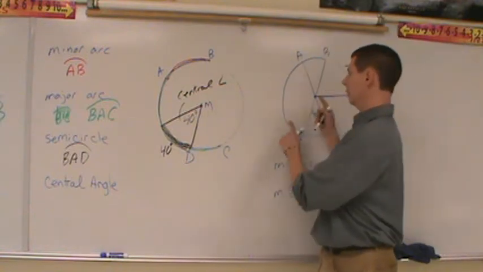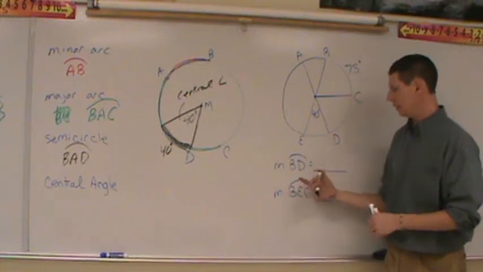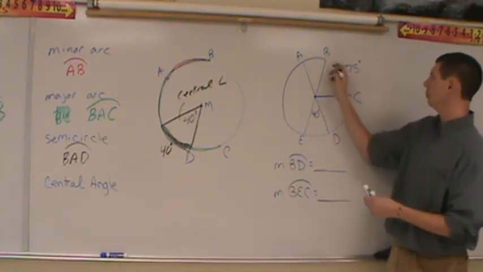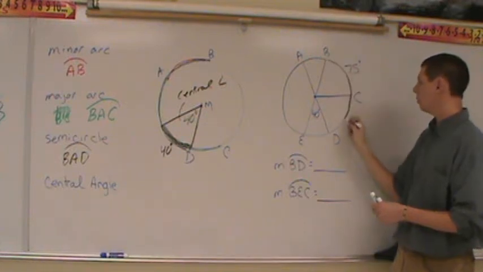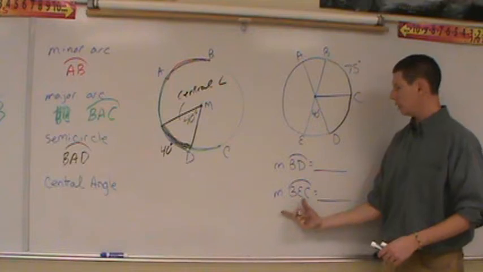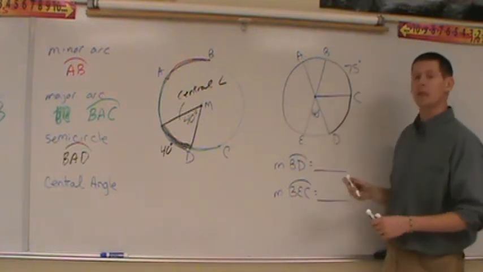That leads us to the problems now. Okay, what the heck is this asking? This is going to ask us to find the measure of arc BD. How many degrees is it from B to D, the short route, because it is a minor arc? And the second question, how many degrees is it from B through E to D the other way?